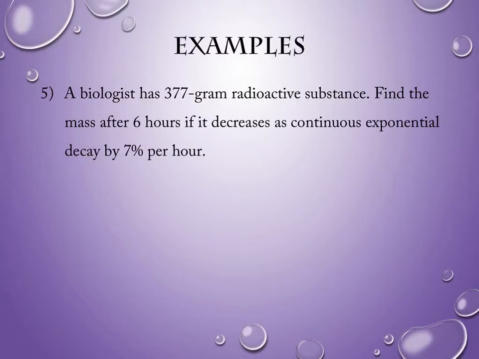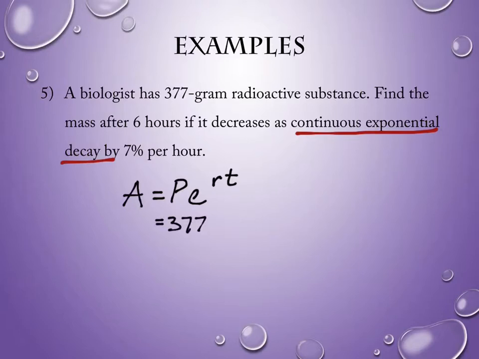Okay, so there's some key words in here that are super important. Continuous exponential decay. That actually is telling you you have this continuous interest rate type problem. It's compounding, or it's decreasing in this case. It's decaying continuously. So this is the right place to start. Now it tells us that we have a 377-gram substance, so that's the initial amount. It's also telling us that it's decaying at a rate. Well, decaying means that the rate's negative, and it says it's by 7% per hour, 0.07, right? So 7%, and it's negative because it's decaying, would look like this.